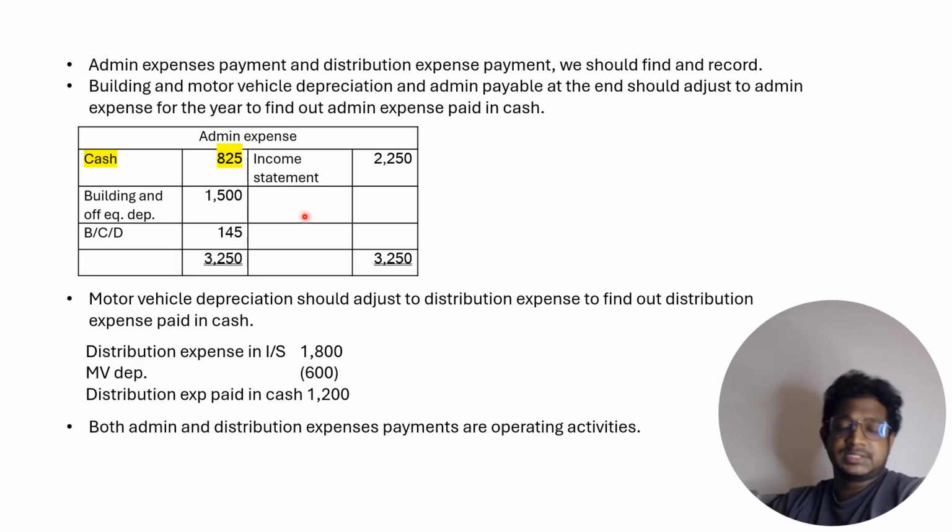And that's all for the adjustments. But you have to find out the admin expenses and distribution expenses that you paid in cash.